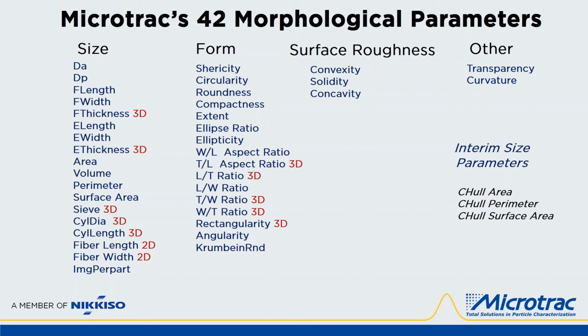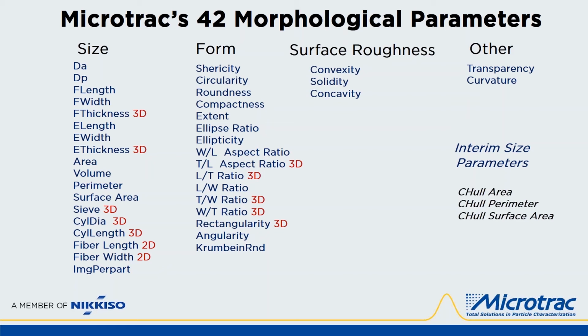First, of course, is size. We give you 18 different size measurements of each particle in various diameters, length, width, thickness, and more. The last 3 columns are shapes of different natures, and they're generally expressed as ratios of size parameters.